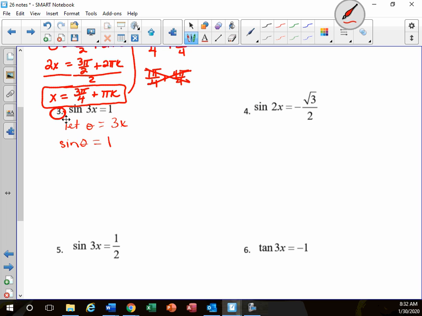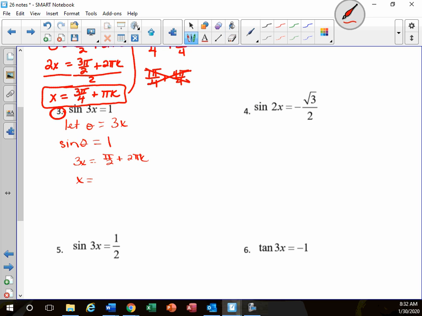Alright guys, so where does sine equal 1? Where does that happen? Pi over 2, okay, good. So, theta equals pi over 2 plus 2 pi k. Alright, am I solving for theta, or could I replace that with something else? 3x, yeah, so I'm going to change my theta to 3x.